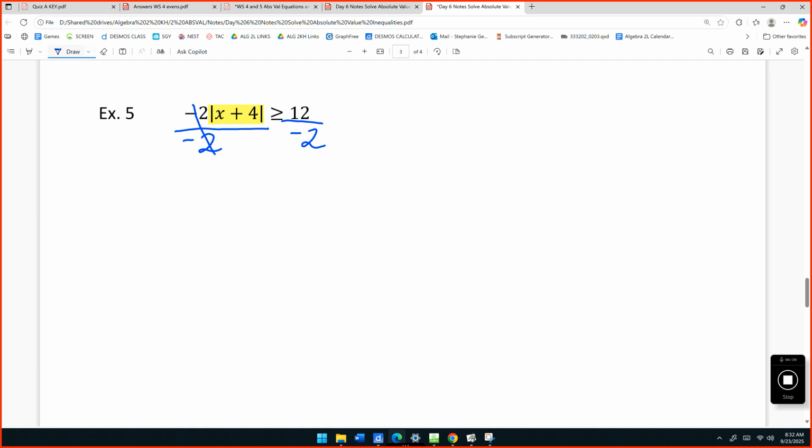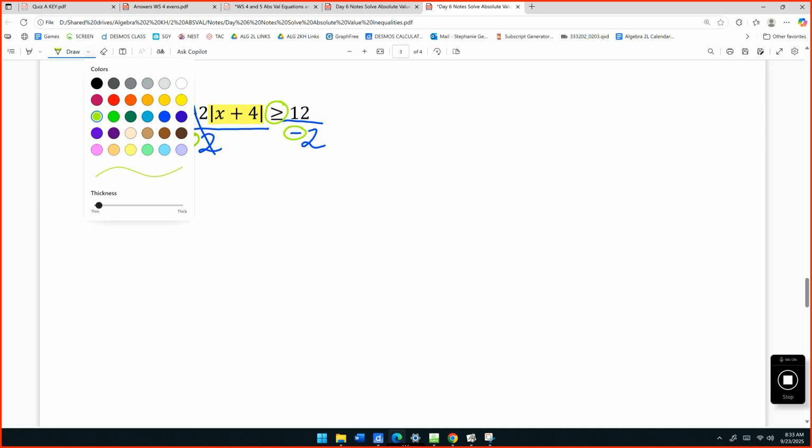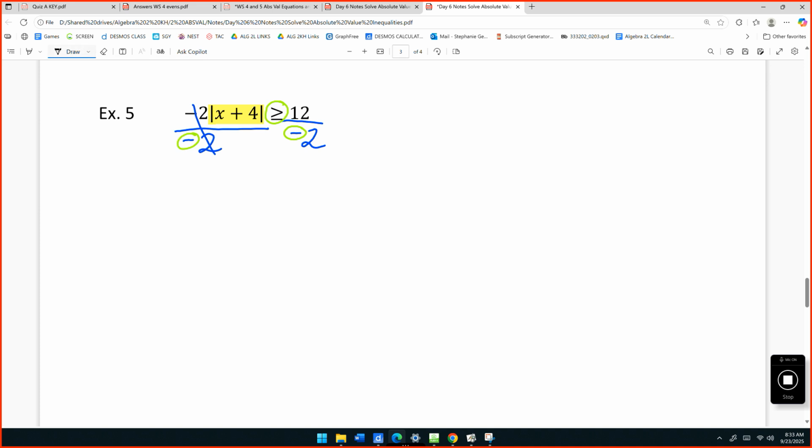So what do we have to notice here? If I'm dividing by a negative with inequalities, that symbol is going to switch. That right there is why we can't decide if we have an and or an or until we have our absolute value isolated. So absolute value of x plus 4 is not greater than or equal to, but less than or equal to 12 divided by -2, which is -6.